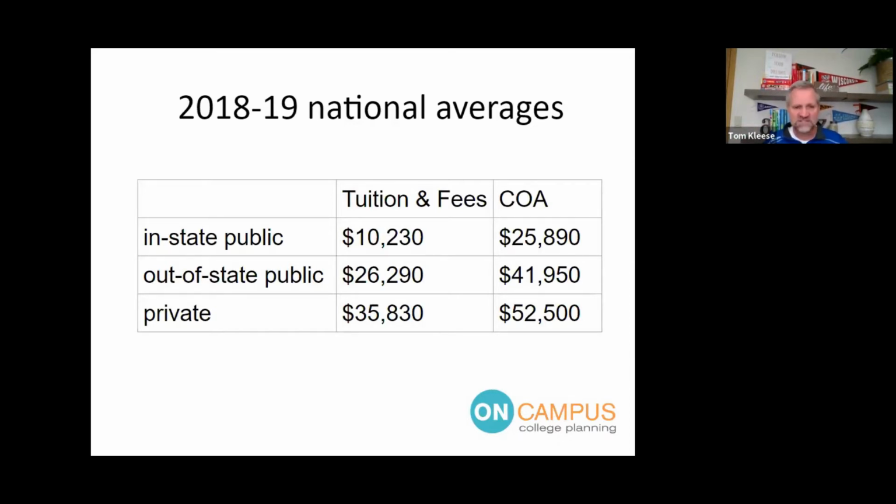If we go out of state, you haven't been paying taxes into that state, so they're going to charge you more. You're going to be paying $26,000 and often much more than that, depending on what school you're going to. Cost of attendance now, we're up to about $42,000, and you can see the numbers for private. Now, I'm going to show you an example of both a public and a private. We're going to dig into these a little bit more.